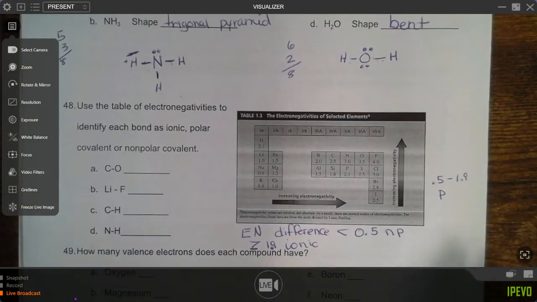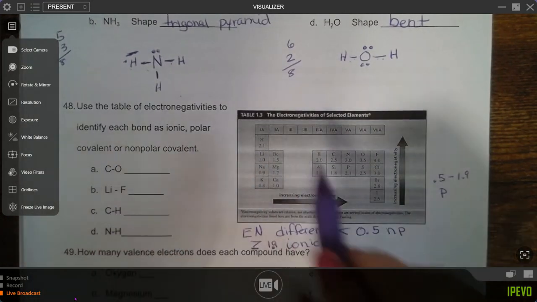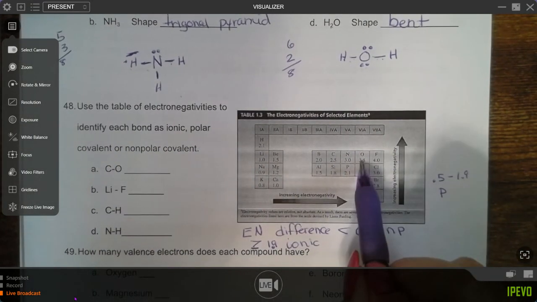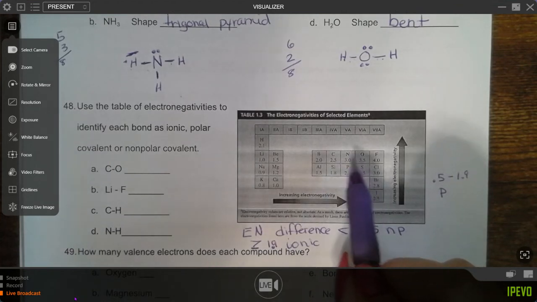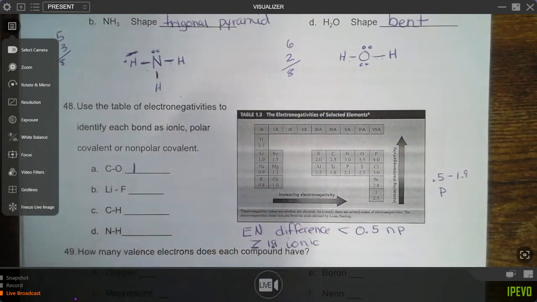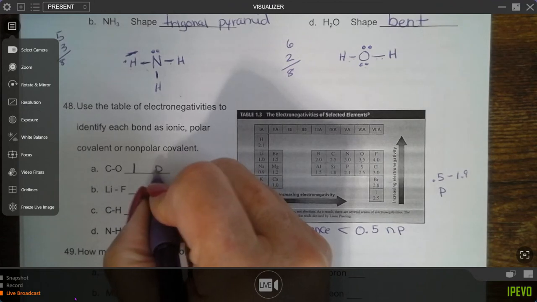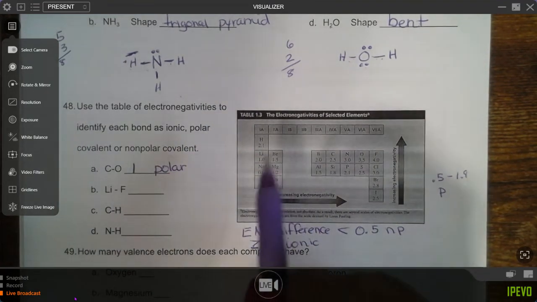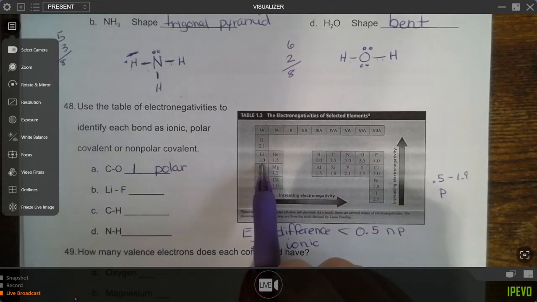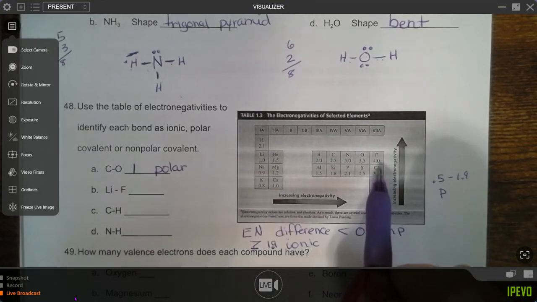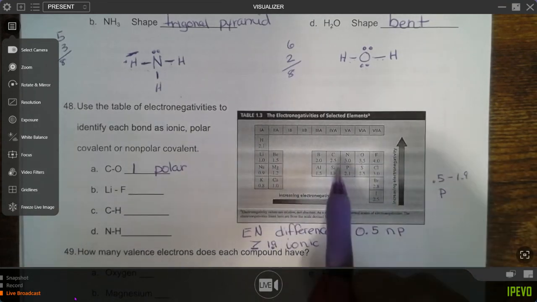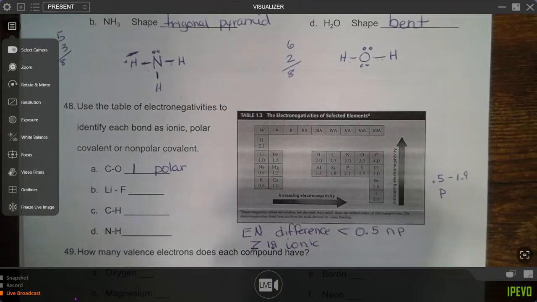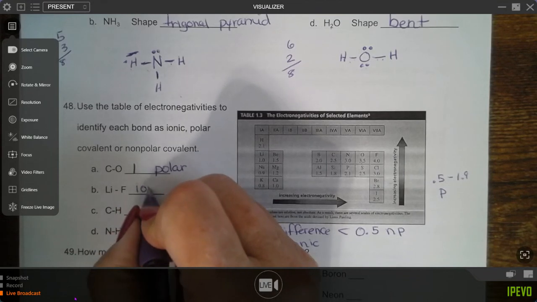Okay, so all you got to do for these is look at the values. So carbon is 2.5, oxygen is 3.5. The difference is 1. So that makes this a polar covalent bond. Lithium and fluorine. Lithium has an electronegativity of 1. Fluorine has an electronegativity of 4. So the difference is 3. Huge difference. So this is an ionic bond.